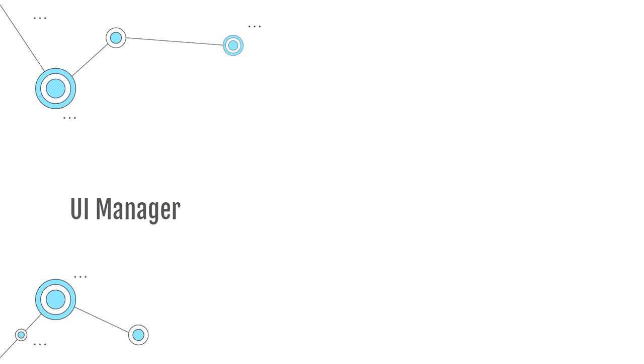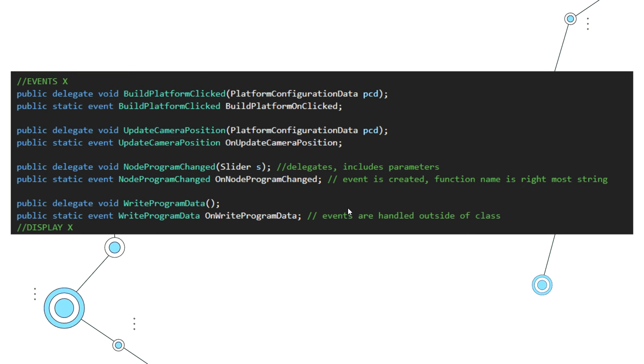Alright, so the UI manager script has 245 lines, so I'm going to go over the highlights, the ones that I think are really important. So here we have delegates and event declarations. This is a delegate right here. This is the event declaration right there.